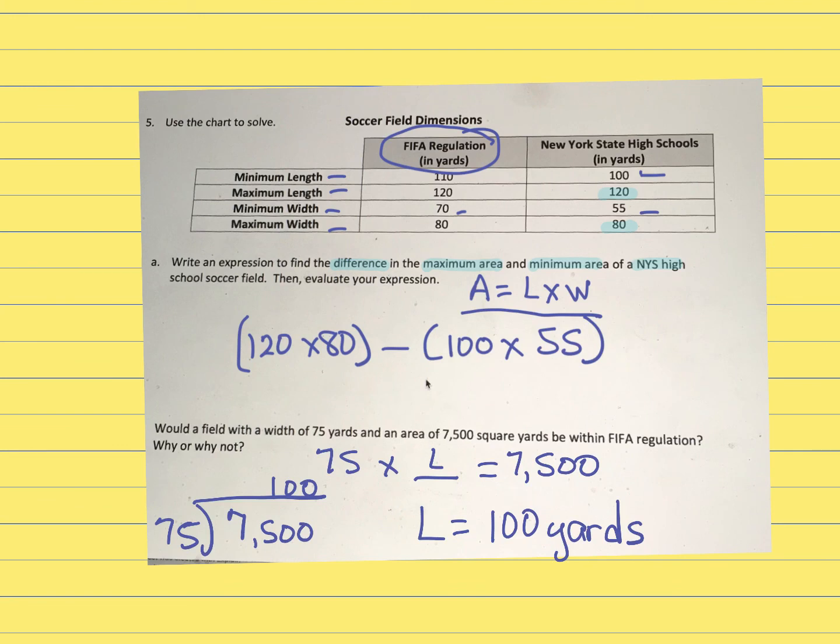And if you look up here, this is a really tricky one, Ethan. It says that the minimum would have to be 110 yards. And 100 yards is not enough. So the answer here would be no, it would not be regulation because the length is too short. Okay, this is a very tricky one, and we can talk again about it on Thursday.